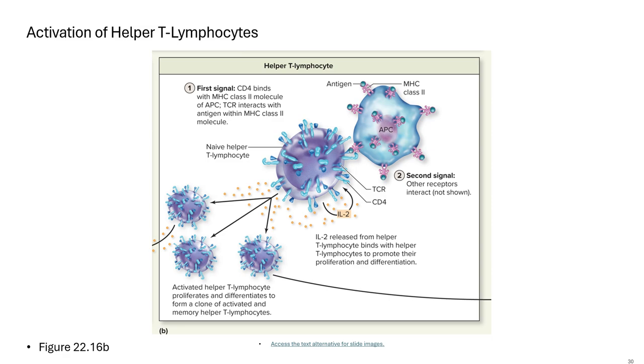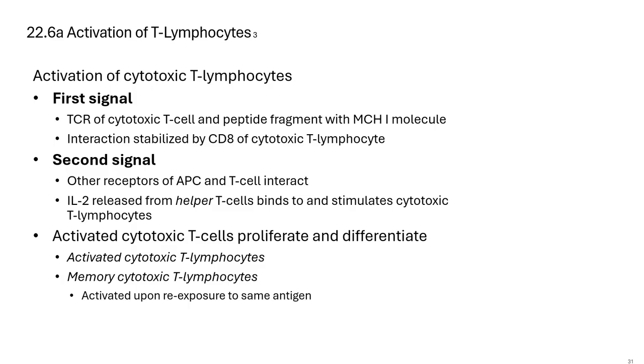The memory helper T cells are going to stick around. They're going to remain in circulation for periods of time. And in the event that they encounter the same antigen, those memory helper T cells are now stimulated and they further divide into activated helper T cells and even more memory helper T cells. Okay, so that's what's happening with helper T cells.